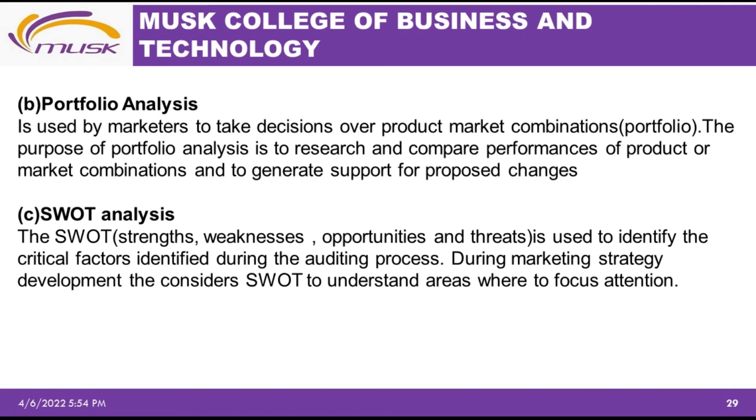Then we have what we call portfolio analysis. This is used by marketers to take decisions over product market combinations. The purpose of this kind of analysis is to research and compare performances of products and market combinations. And then number C, what we just mentioned in our objectives, is the SWOT analysis. It stands for strengths, weaknesses, opportunities, and threats. It is used to identify the critical factors identified during the auditing process.